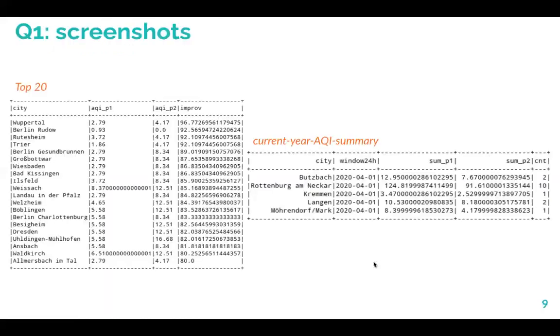In this slide, I show screenshots of Q1. So here we have the top 20 of cities. And here we have the current year AQI summary with city and date and the sum of pollutant measures, as well as the count of measures.